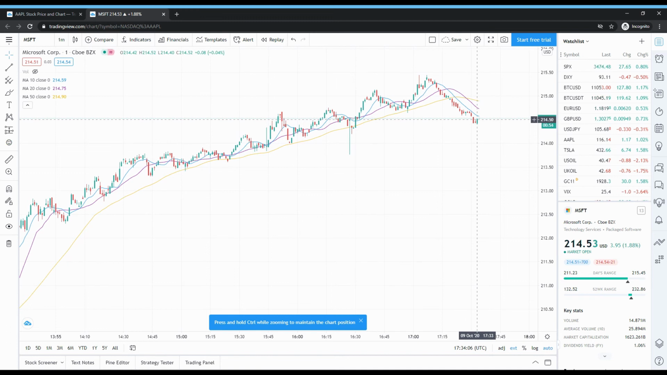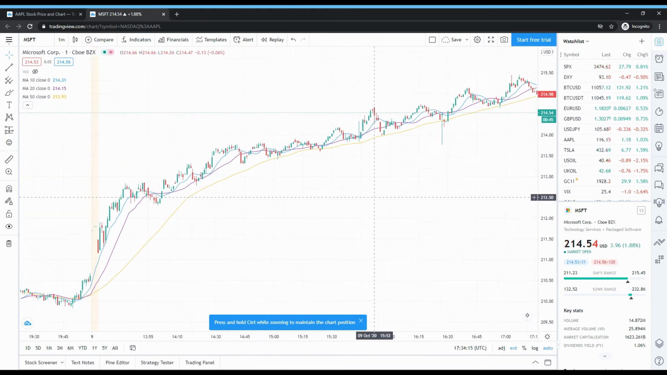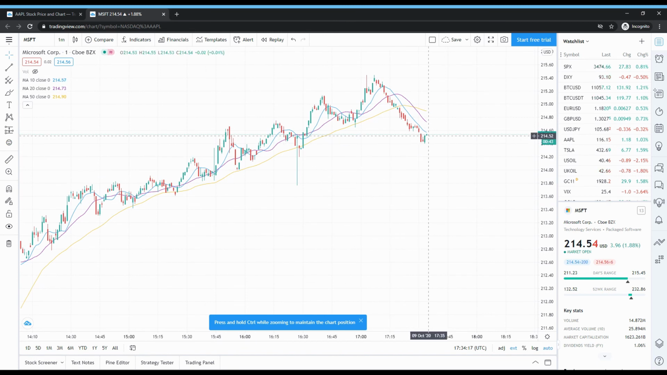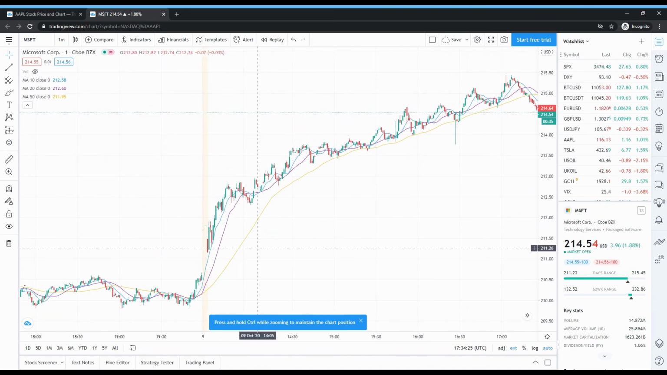So if I invested at around this point, I had $211.82, and I exited at this point, that's $214.52. So I had around $3 profit per stock. It's still good. So it goes for a long term.